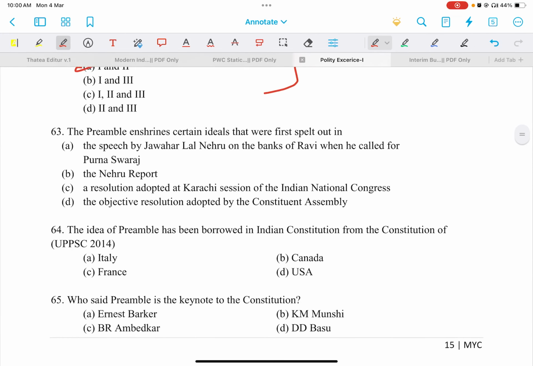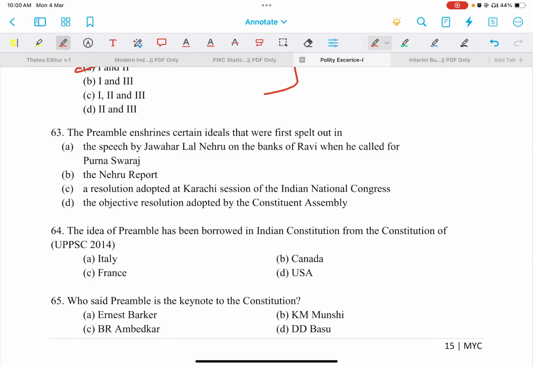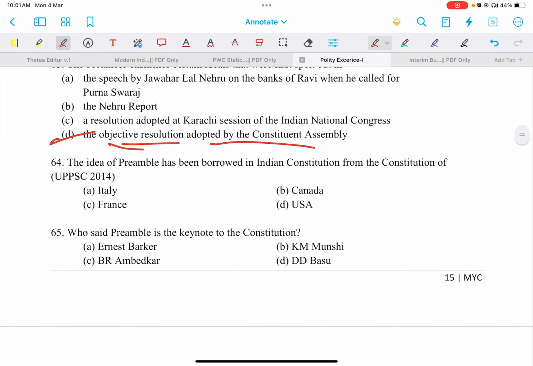A preamble enshrining certain ideals that were first spelled out in the objective resolution adopted by the Constituent Assembly. The objective resolution was moved by Jawaharlal Nehru. D is the right answer. Idea of preamble had been borrowed in the Indian Constitution from the Constitution of USA.